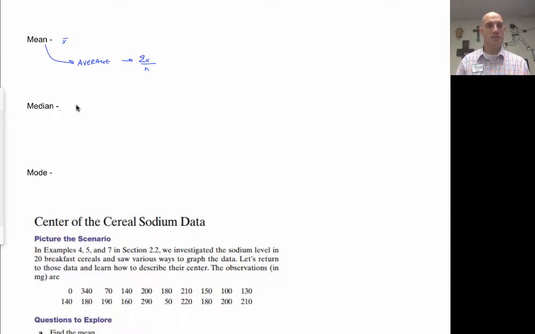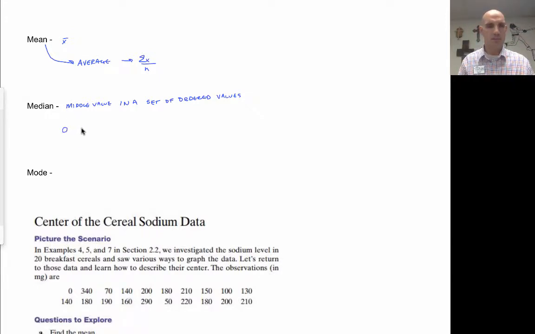Okay, median is another way. Median is the middle value in a set of ordered values. So for example, one of two things could happen. Either we have an even number of things or an odd number of things.